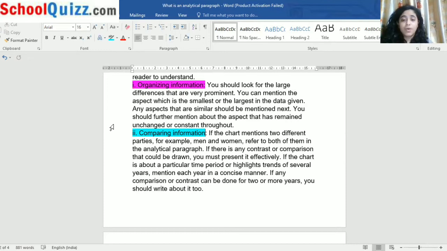Okay. So if any comparison or contrast can be done for 2 or more years, you should write that about them. Means you should write everything in a concise format. You cannot change the format. You have to write it down. Okay. So for that, you have to write it in a very clear format. You can write down the comparison as well.